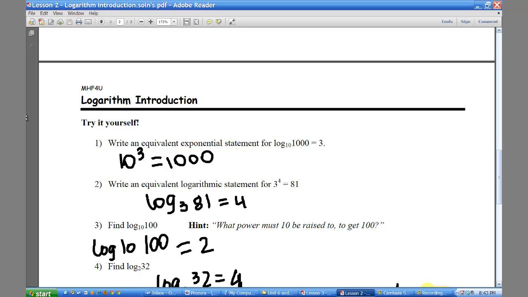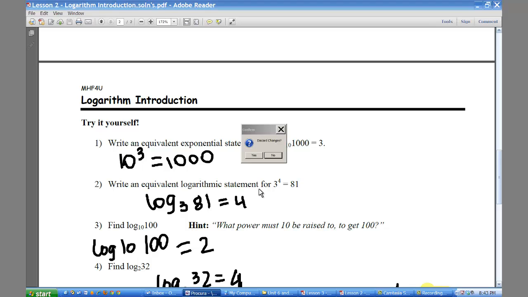For the next one, 3 to the power of 4 equals 81. I want to write it as a logarithmic expression. So log of base 3 that will result in 81 tells me that I have to raise my base to the exponent of 4 to get 81. So 3 to the power of 4 will give me 81.